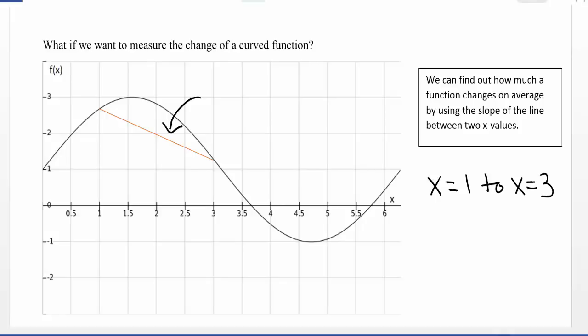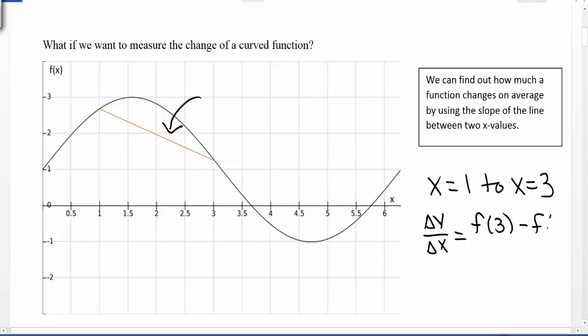I also want to remind you that one of the ways that we can represent the y value is to talk about f of the x value. So in this case, the way that I'm going to write the change in y over change in x is using functional notation. So I'm going to notate this as f of 3 minus f of 1 divided by 3 minus 1. So f of 3 represents the y value when x equals 3.